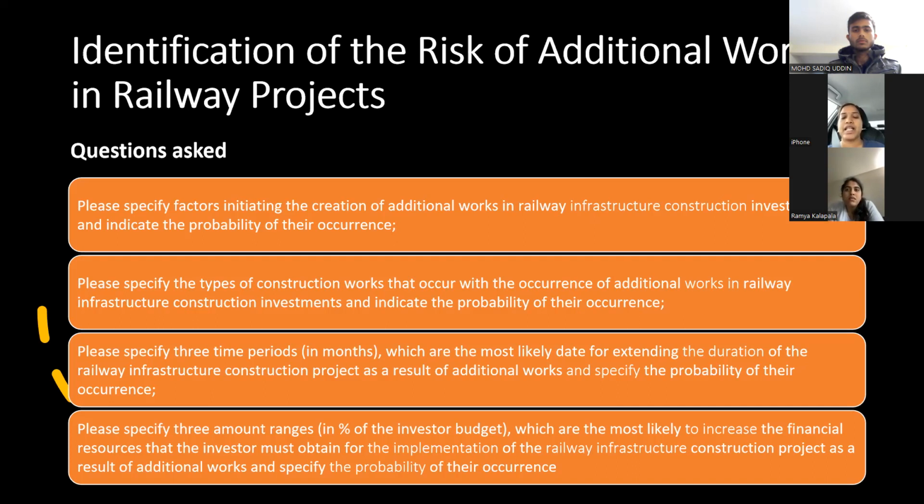And the third one is like mentioning 3 time periods in months that describe the most likely date for extending the duration of the railway infrastructure construction project due to additional works and the probability of the risk. And the next question is the 3 number ranges in percent of the investor budget that are most likely to raise the financial resources that the investor must get for the completion of the railway infrastructure building project as a result of additional works, as well as the probability of that happening.